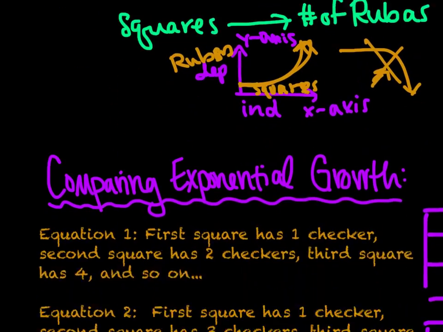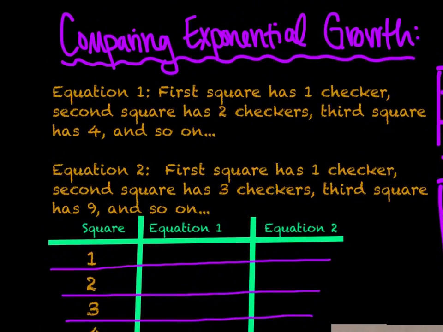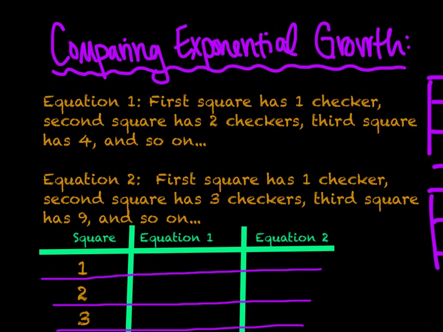Now, let's move on. Let's look at comparing some exponential growth. So we have a couple of equations that we're going to compare to begin with. We have equation 1. Our first square has 1 checker. Our second square has 2 checkers. Our third square has 4, and so on. So what sort of pattern are we seeing? What sort of growth factor are we seeing? Well, I see a doubling here. And if I see a doubling, that means our growth factor, I'm going to put GF for an abbreviation, is equal to 2.